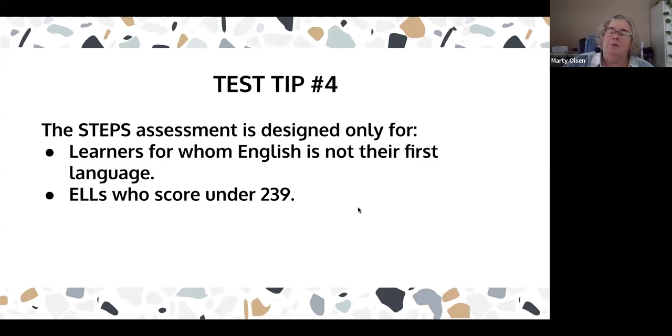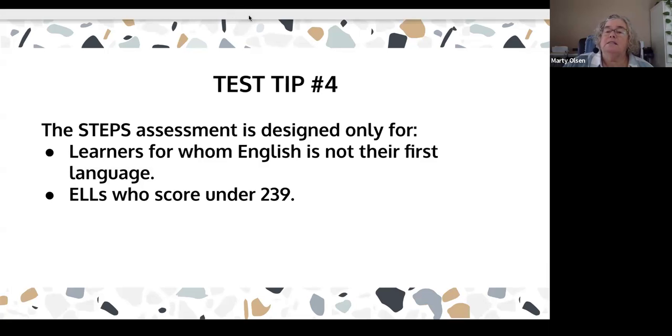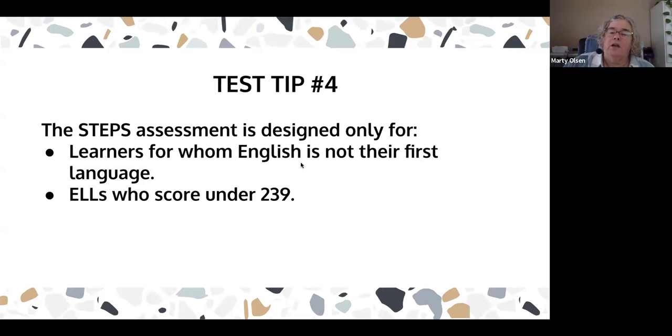So I realize that some programs may set other cut scores, and that's fine. But as far as the STEPS test has been designed, it's for ELLs up to the score of 239. At that point, or at some other determined point by a program, you can move the students either to goals, or perhaps you're using TABE, so you could go to TABE 11, 12 at that point as well.